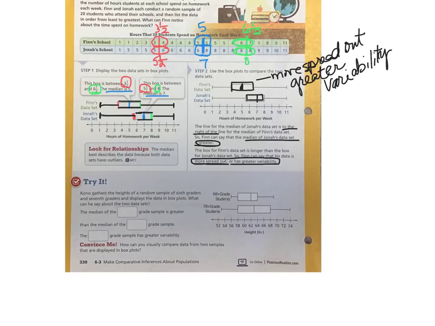And in this problem, the median best describes the data because both data sets have outliers. What we can also notice is that at Finn's school, the median number of hours of homework is 5, and it ranges basically between 3.5 and 6.5 hours. But at Jonah's school, the median is 7, and the range of those homework hours is between 5.5 and 8. So we might also conclude that students at Jonah's school spend more time on homework than students at Finn's school.